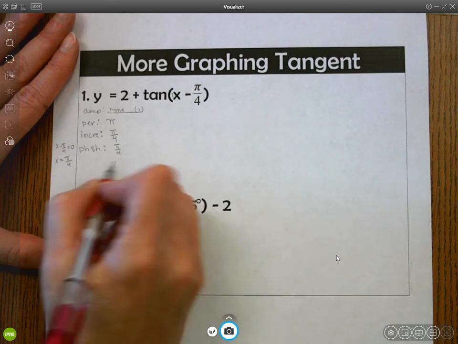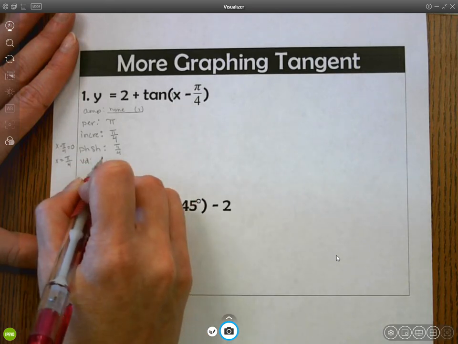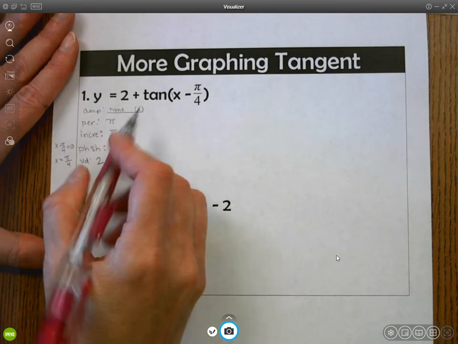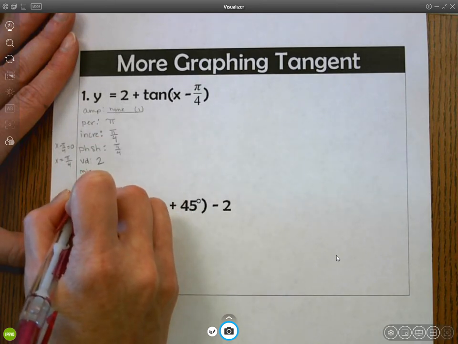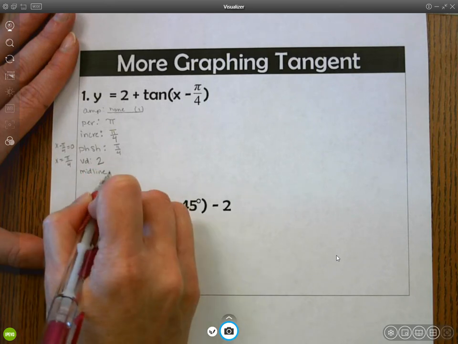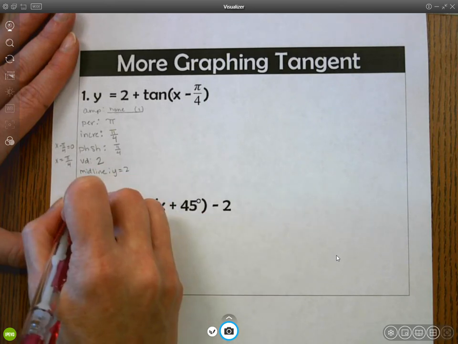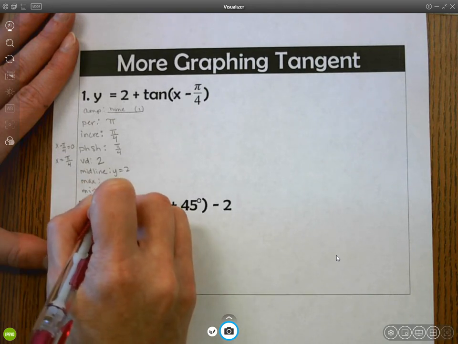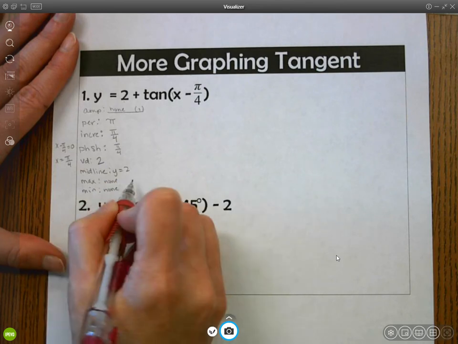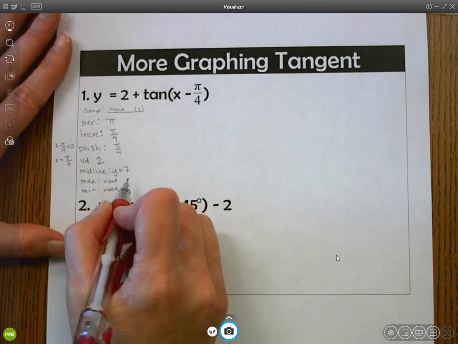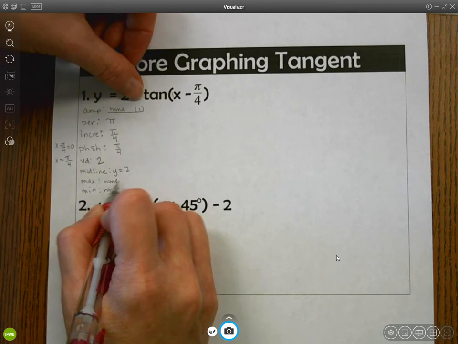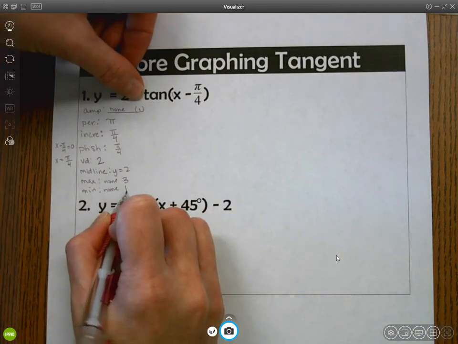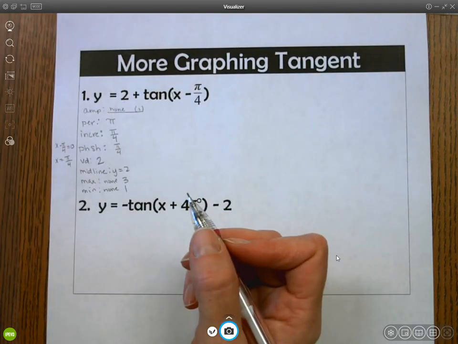Alright, so the other things that we need to know: vertical displacement is 2, because that's this front number that's separated from the tangent with a plus or minus. Your midline is at y equals 2. And then for max and min, technically tangent doesn't have those. But again, we're going to use points and we need to know where they're located. So for the max, we're going to use the point of 3 because 2 plus 1 is 3. And we're going to use the point of 1 because 2 minus 1 is 1.